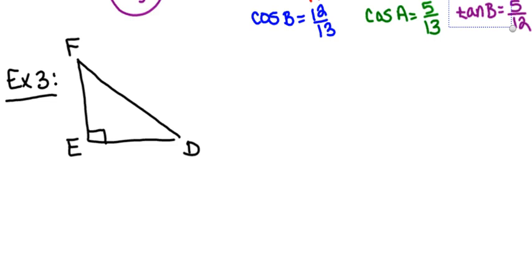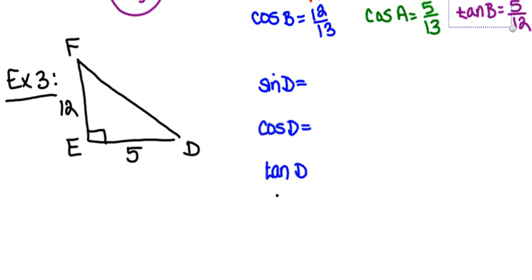I'm going to make leg ED 5 and leg EF 12. And I want to find the 6 trig ratios for this triangle. So I want to find the sine of angle D. I want to find the cosine of angle D. I want to find the tangent of angle D.